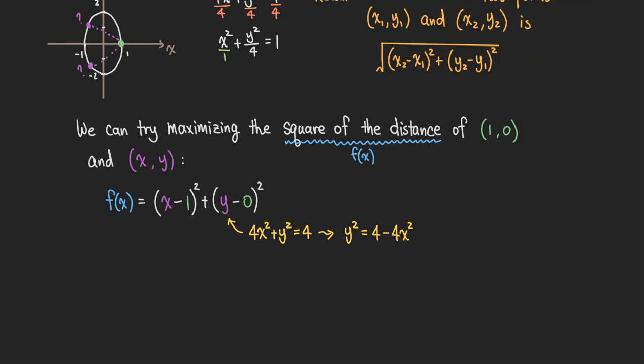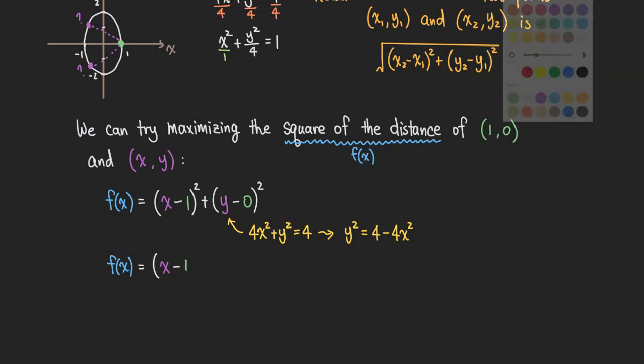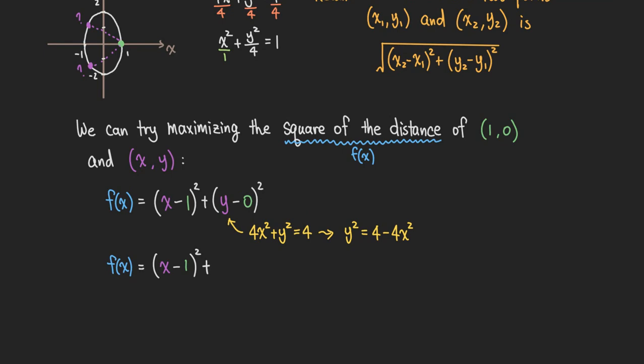And so our function f of x is equal to, continuing with that, the x minus 1 squared, right? And then plus, as I said, y minus 0 squared gives you this 4 minus 4x squared. So we can just put that 4 minus 4x squared right here. Okay, so this is the function that we are maximizing.